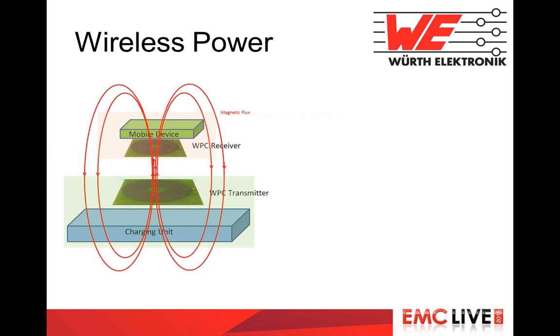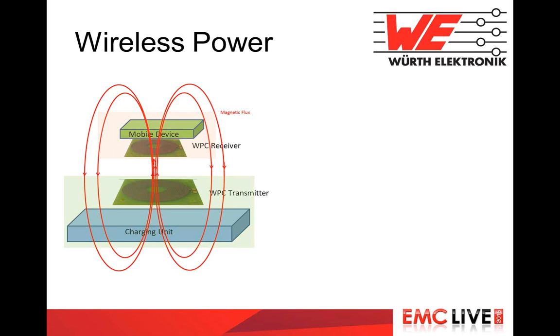So wireless power technology is quite easy to explain, and it's already widespread. Most of us have a toothbrush in our bathroom using this wireless power technology. We have a coil in the charging unit and a coil in the device that we want to charge. And due to magnetic coupling, the magnetic flux goes from the transmitter to the receiver, and a current is generated in the receiver coil that serves to charge the battery.